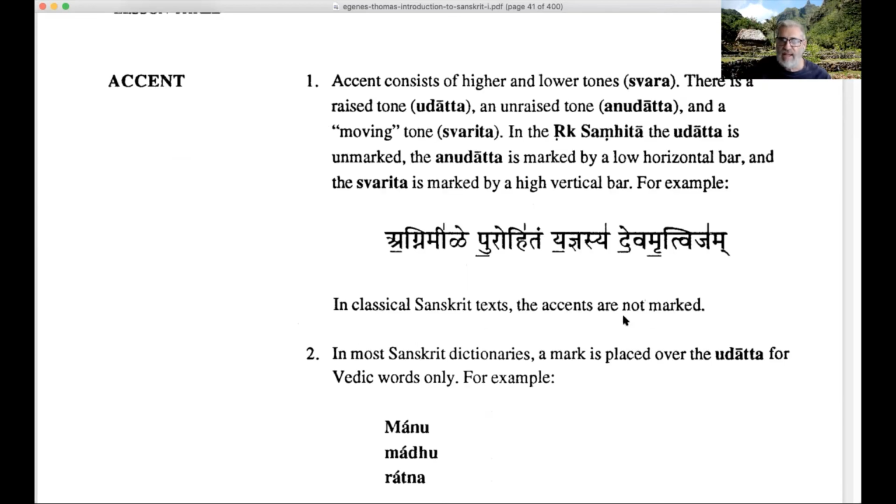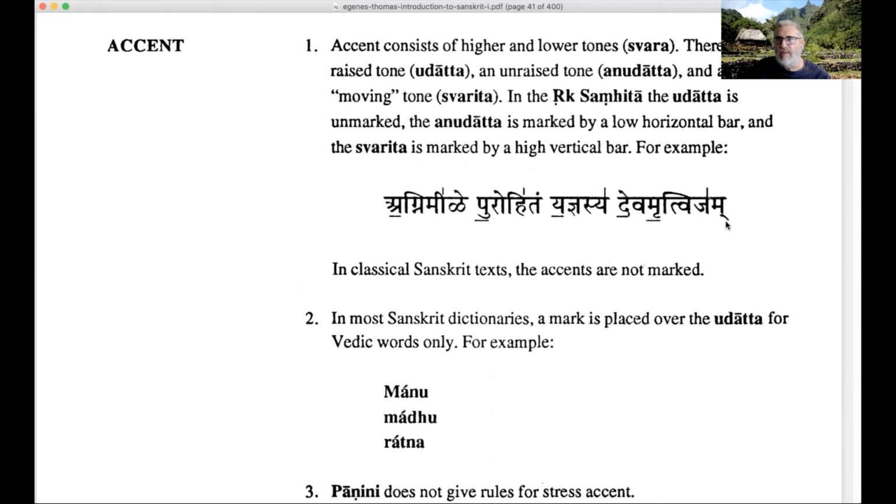For example, here's the Sanskrit text. This is the first line of the Rig Veda. Agni ile purohitam yagyasya deva mrityujam. It actually should be a dirgha swarita here. It should be mrityujam. Okay. So anyway, we have on the first A, and this is an older, a Calcutta style A, right? So you might not see this type of A in Sanskrit much. You know, we're used to the A that sort of looks like a 3, right? But this is another type of A.